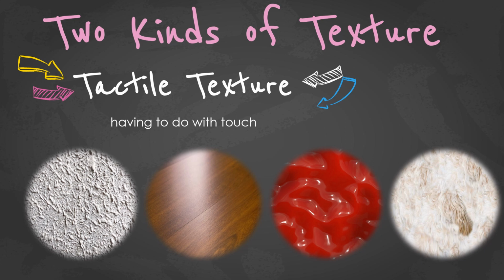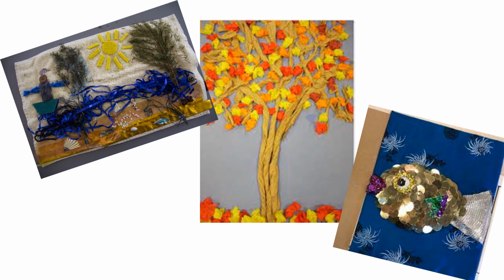A real texture is one you can actually feel with your hand, such as a piece of sandpaper, a wet glass, or animal fur. Also, it can be created by an artist by doing a collage. Here are some example art using tactile texture.